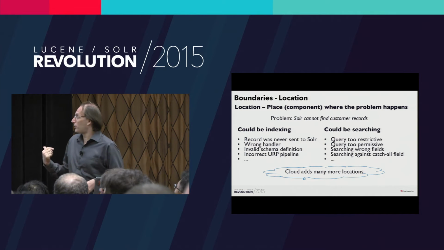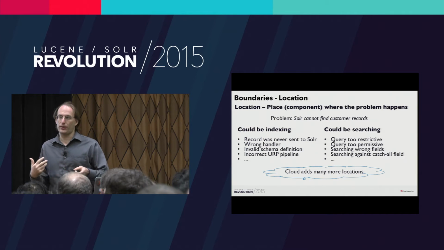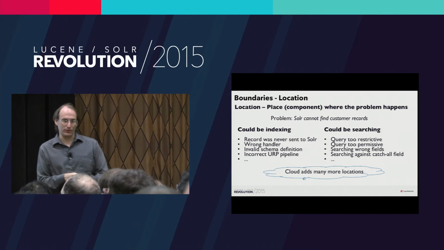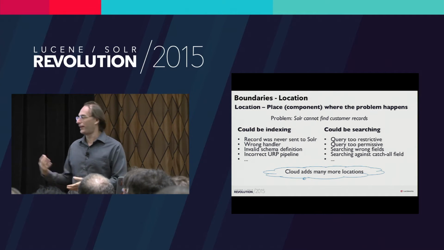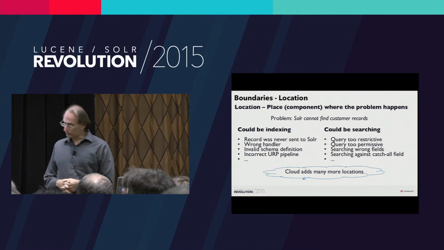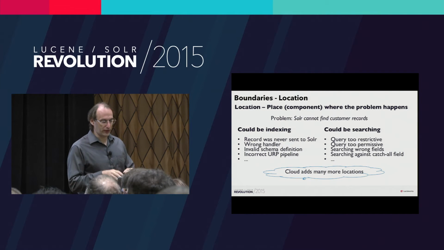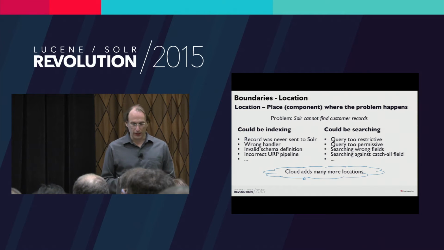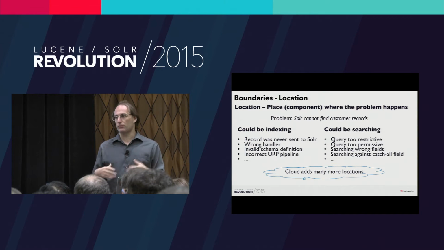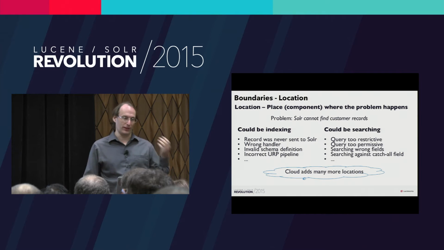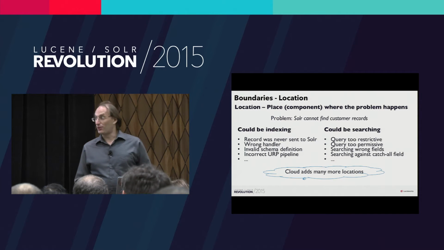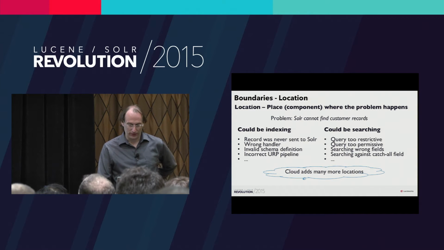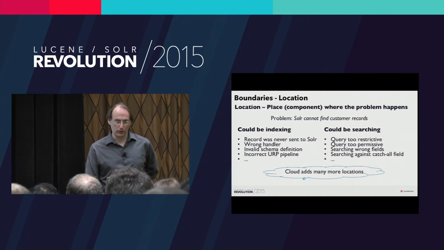If it's searching, it could be too restrictive, so you have some extra filter queries you forgot about, or it's too permissive when your result is actually page 100 of your results where you expected it to be top 1, and so on. Okay? So the location would narrow down where the problem actually happens. Your definition will change. And of course, if you have Solr Cloud, then you have many more locations. You have the leaders, you have the followers, you have the... I can see somebody nodding at the front of the room. So yeah, you get a lot more options where things could go wrong.